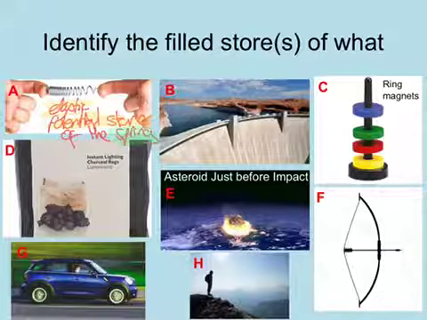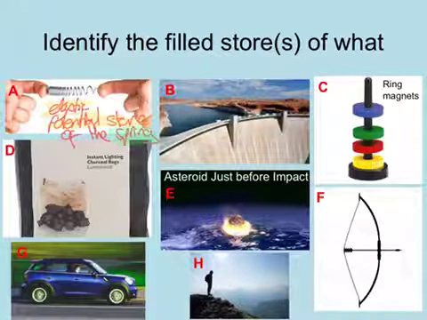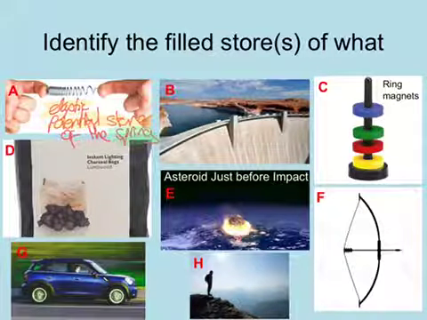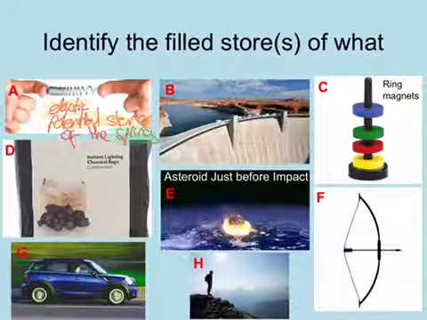In case the pictures aren't clear, this is a hydroelectric dam, this is some ring magnets, this is some charcoal, an asteroid just before impact, a moving car, someone standing near the top of a mountain, and a bow and arrow ready to be fired. Okay, so pause the video now, and for each of these pictures, try to identify which energy store of what is filled. Final tip, it may involve more than one store in some of the pictures.